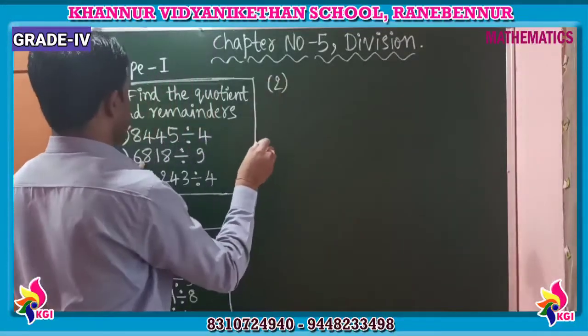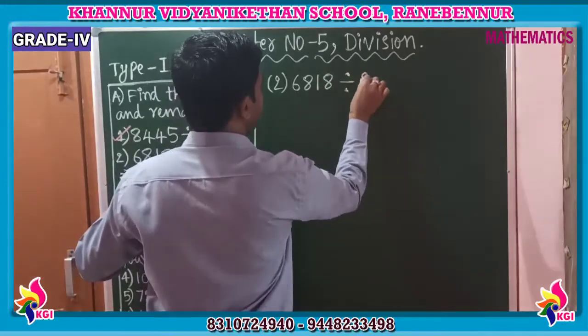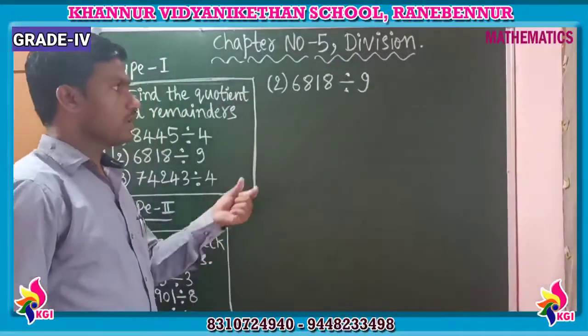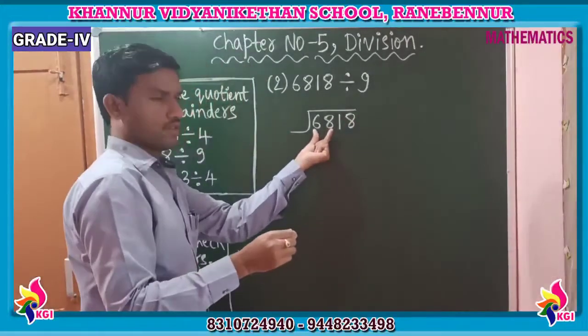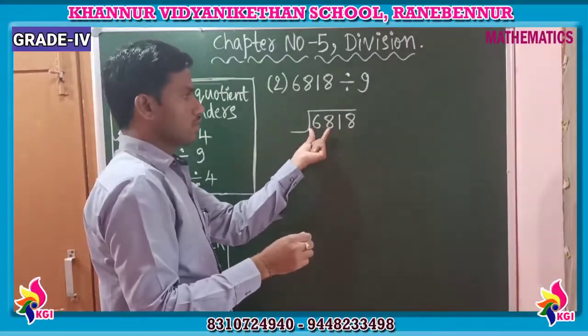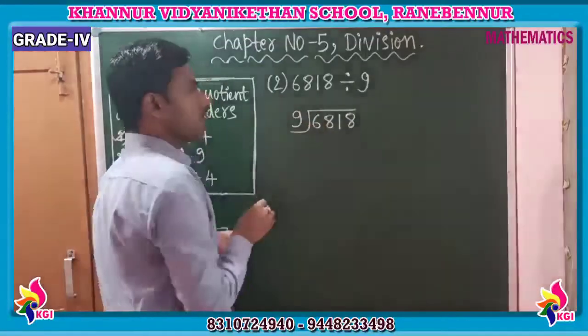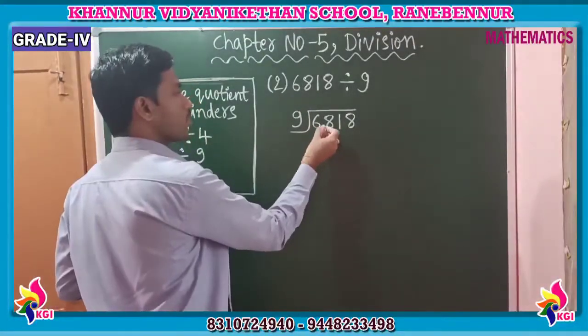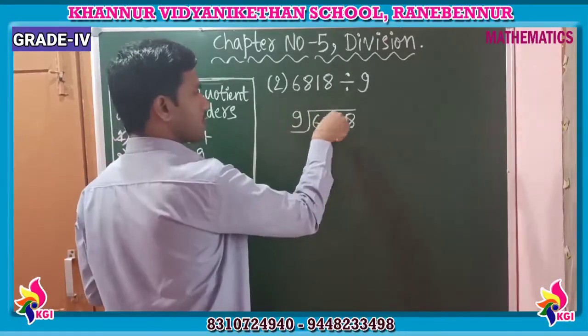6818 is divided by 9. Okay, look at the board children. First of all, write 6818 as shown. 6818 is the dividend and 9 is the divisor. Now taking both places, thousands and hundreds, it becomes 68.